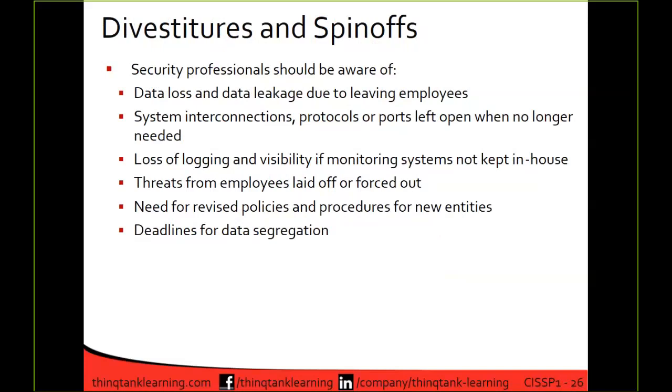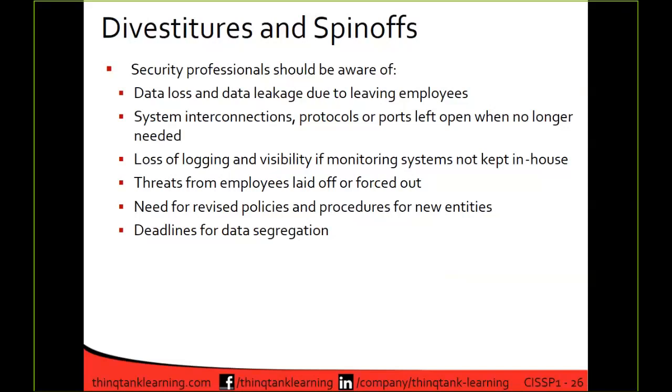Divestitures and spin-offs. Security professionals should be aware of data loss and data leakage due to leaving employees. I don't really need to explain much about that, right? Just like you have a process for bringing individuals into your organization, that's called onboarding, you need to have a process for individuals leaving the organization, offboarding, right? And by the way, the severity of that will change depending on how the employee leaves, right? Ideally, you'd like them to say, hey, I got a new job, I'm going to go do this, great, we're very happy for you, versus you're fired, right?